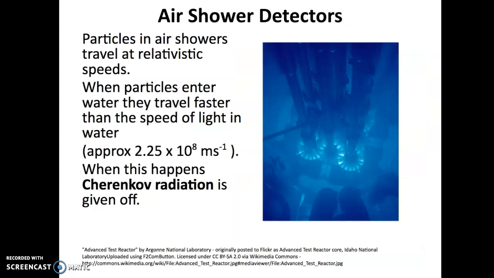Because the cosmic rays come in at close to the speed of light, they're traveling relativistically, but when they can be detected by, if they enter water, they're traveling faster than light should in water, so approximately 2.5 times 10 to the power 8, and so you get this nice blue Cherenkov radiation given off there. So that's one way that cosmic rays can be detected.